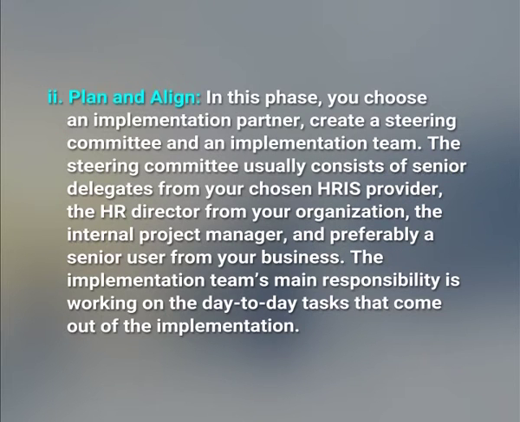Number 2, plan and align. In this phase, you choose an implementation partner, create a steering committee and an implementation team. The steering committee usually consists of senior delegates from your chosen HRIS provider, the HR director from your organization, the internal project manager and preferably a senior user from your business. The implementation team's main responsibility is working on the day-to-day tasks that come out of the implementation.